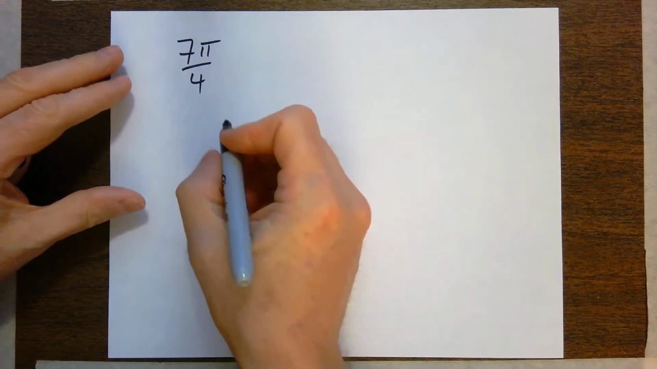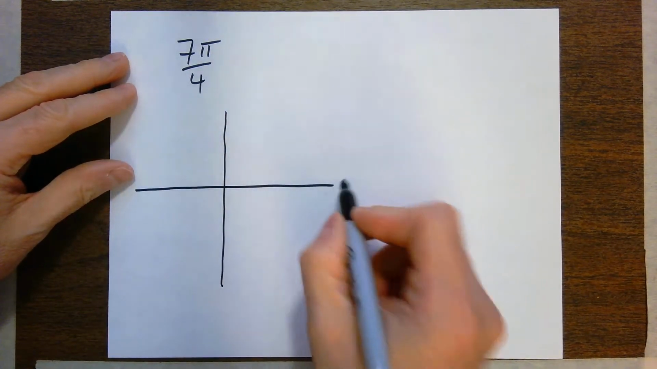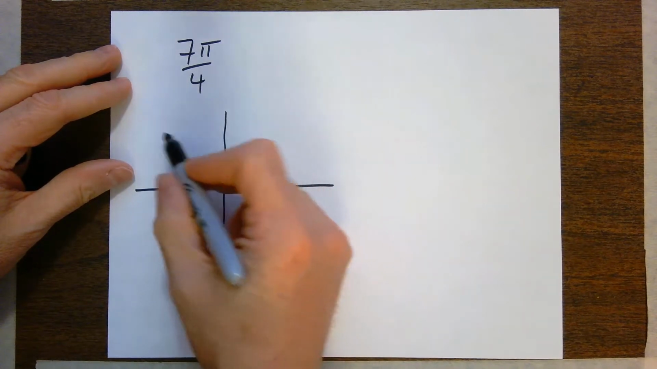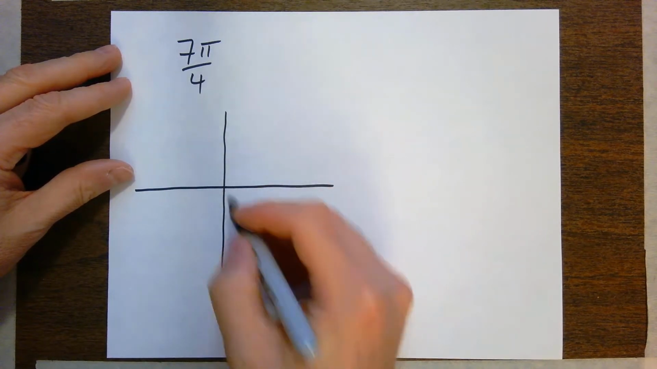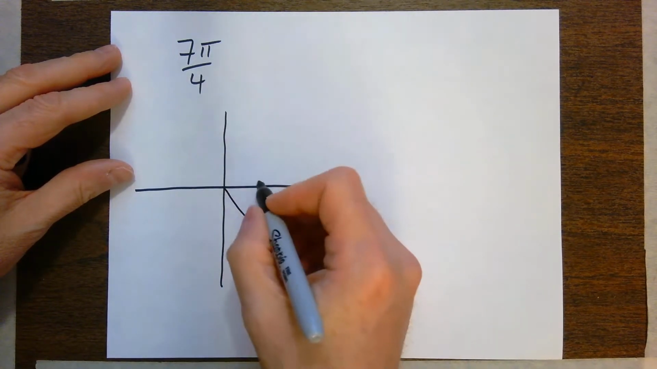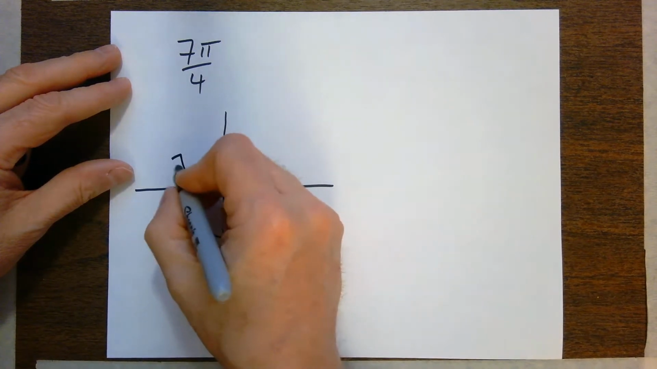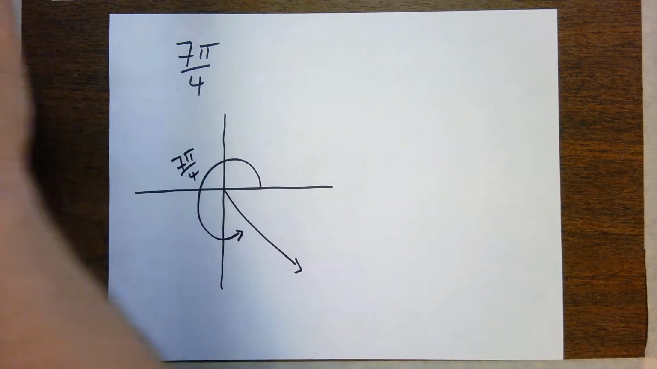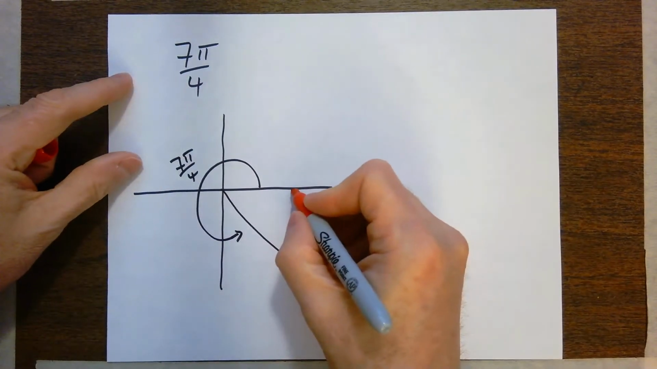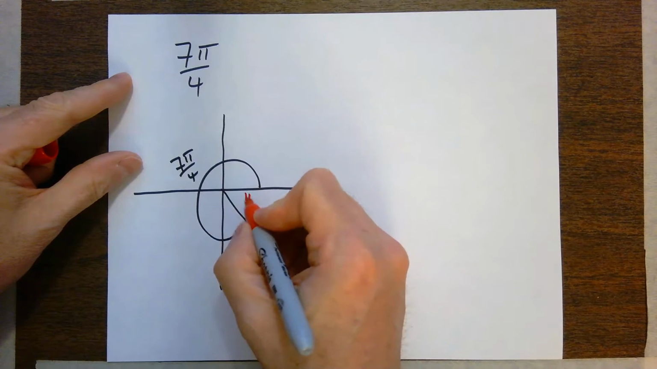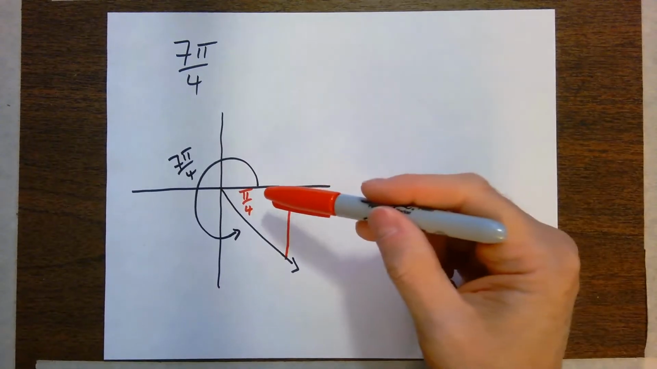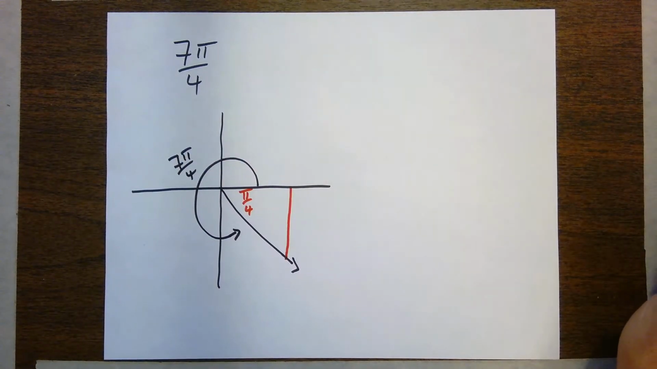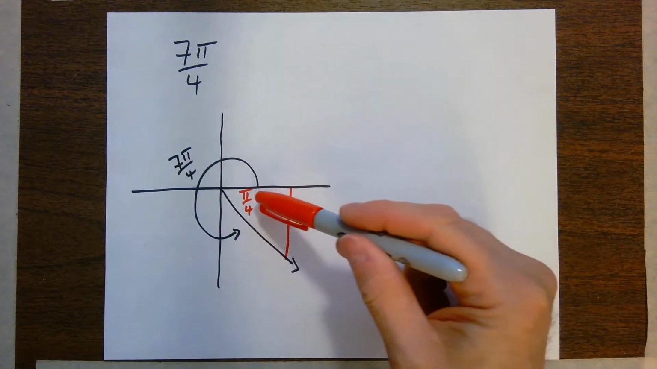7 pi over 4. Okay, where is 7 pi over 4? What's my reference angle for 7 pi over 4 going to be? 1 pi over 4, 2 pi over 4, 3 pi over 4, 4 pi over 4, 5 pi over 4, 6 pi. 7 pi over 4 is going to be something like this. So there's my angle. There's my 7 pi over 4. Well, what's the reference angle now? If I think about my reference angle, it's going to be pi over 4 here, negative pi over 4. Think about that as the coterminal angle. Negative pi over 4 is the same thing as 7 pi over 4. And we all should know that's also 45 degrees.